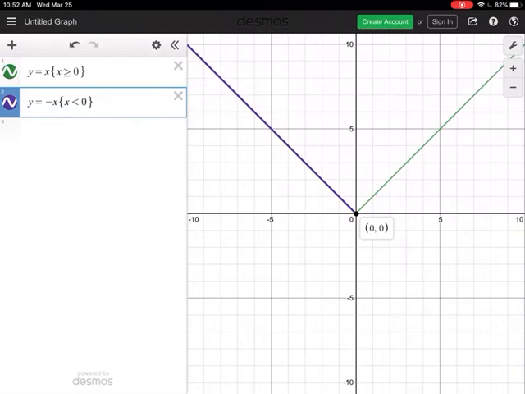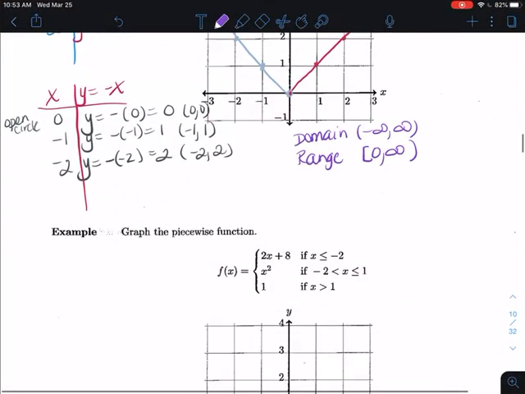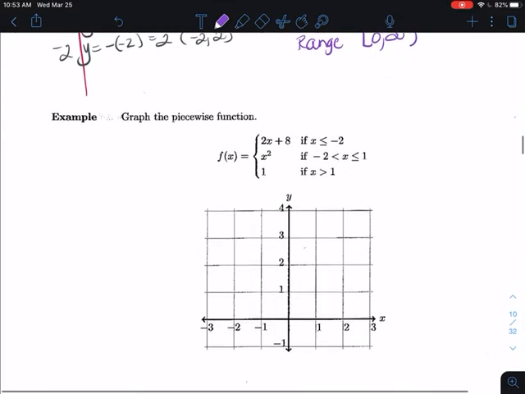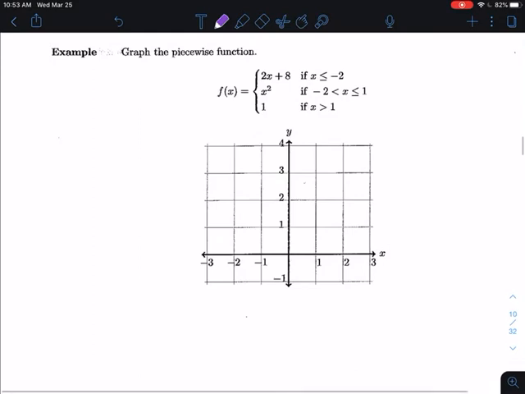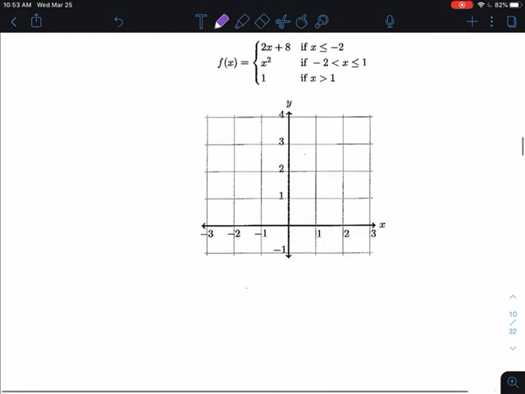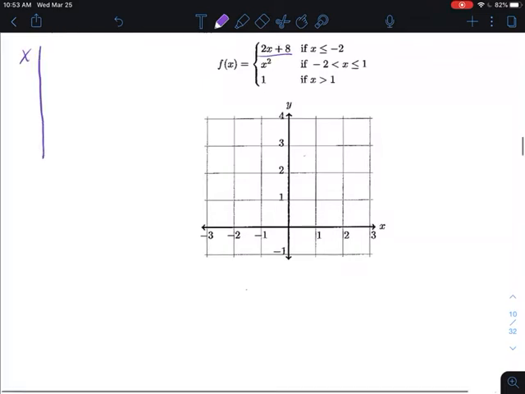All right, one more piecewise function. Again, pause the video and just try it. All right, so try it. This is made up of 3 different functions. All right, so let's start up with the first one, 2x plus 8. So over here to the side, I have my x column. This is the one that's y equals 2x plus 8.